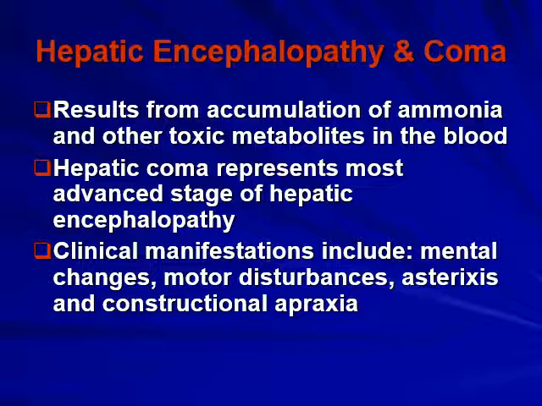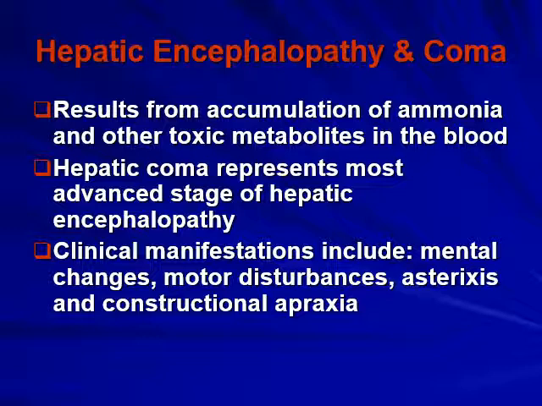As far as hepatic encephalopathy and coma, this is also a life-threatening complication of liver disease. It does result from accumulation of ammonia, primarily ammonia and urea, but other toxins and other metabolites that are in the blood as well. It represents the most advanced stage of hepatic disease. Of course, the biggest things you would expect are the mental changes and the motor disturbances, all of those things that would affect our brain and our neurotransmission.